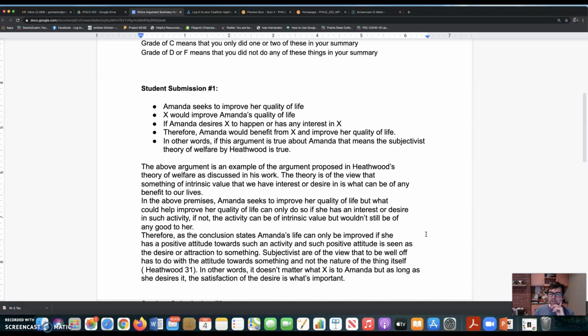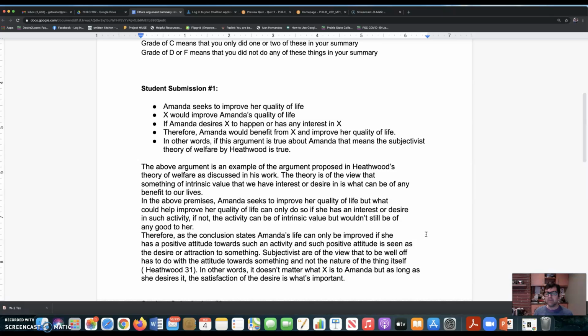Okay? And subjectivists are of the view that to be well off has to do with the attitude towards something and not the nature of the thing itself. Okay, good. That's, again, a nice attempt, and here we have a reference to Heathwood and a page reference. So it's not a direct quote, but it's an indirect reference to Heathwood. And this is where the student is distinguishing between subjectivism and objectivism. Again, it might have been a stronger summary if the student had mentioned objectivism, but the student is doing a good job trying to explain what subjectivism is in this context.